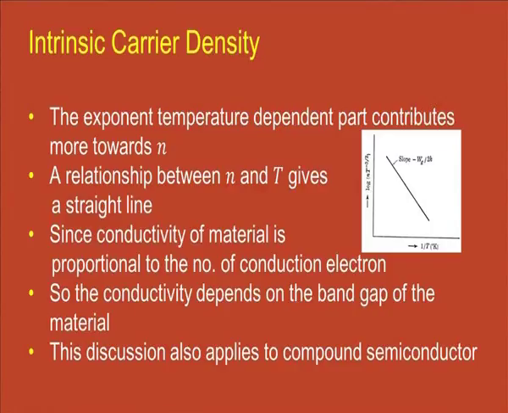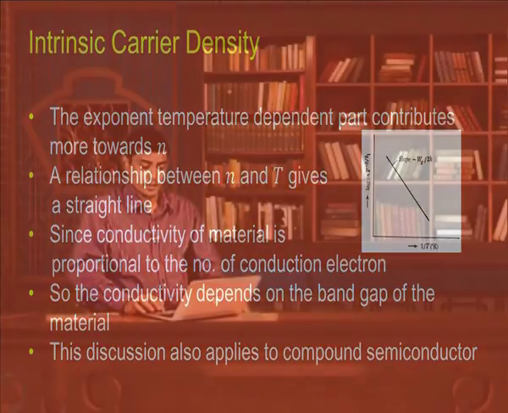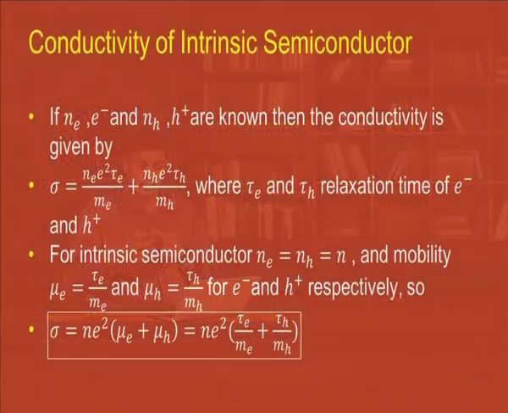So, this discussion can also be extended to compound semiconductors. Now, if we know N_e, that is the number of electrons, and the charge of electron, as well as the number of holes and charge of holes, then we can find out the total conductivity of the material by the following equation: sigma is equal to N_e e² τ_e/m_e plus N_h e² τ_h/m_h, where τ_e and τ_h are the relaxation times of electron and hole.